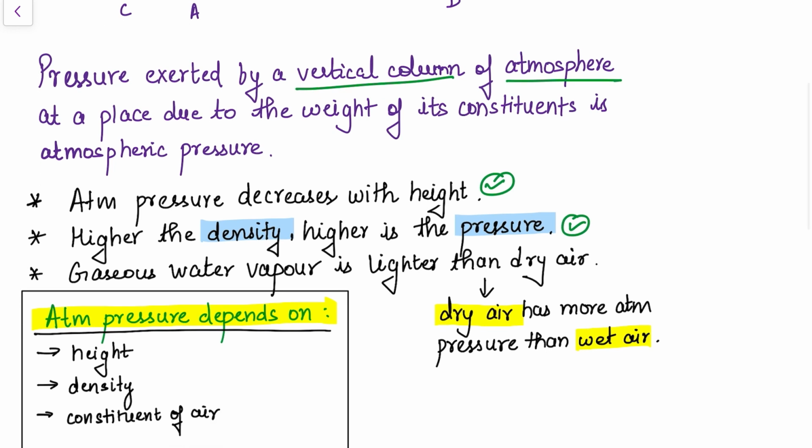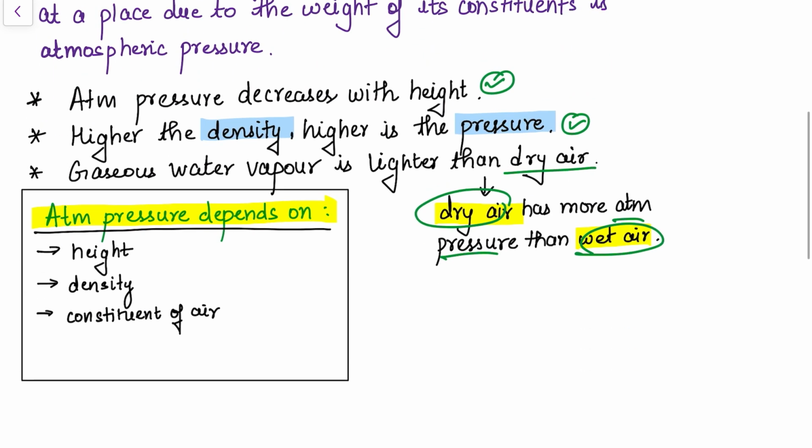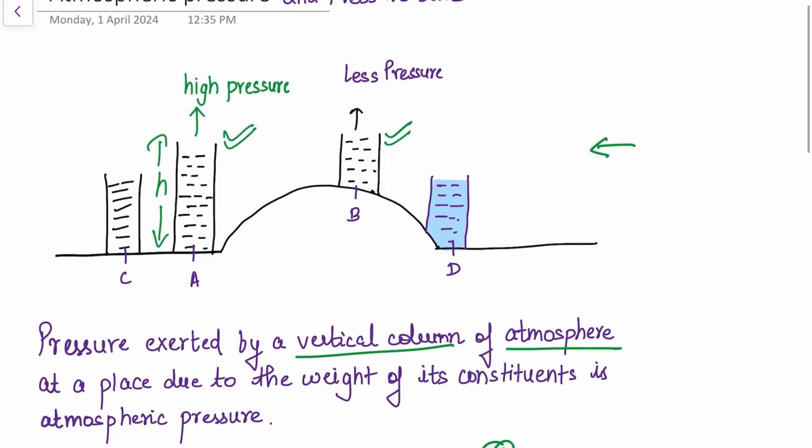Gaseous water vapor is lighter than dry air. What is the reason behind it? Dry air has more atmospheric pressure than wet air. So atmospheric pressure depends on height, density, and constituents of air. The formula of pressure is h rho g. So here, this is the density, this is the height, right? When the height is more, the pressure exerted will be more.